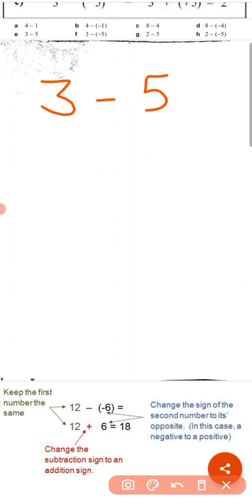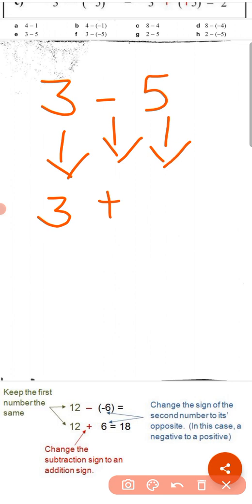Next is 3 minus 5. Write 3 first. Subtraction becomes addition. Then positive 5 becomes negative 5. Now we are adding two numbers with different signs. So 5 minus 3, 2. Since our larger number is 5, put its sign. Negative 2 is the answer.